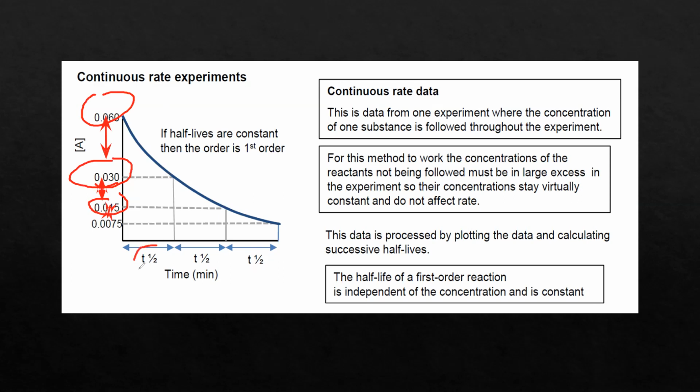So if these time intervals are the same, if the half-lives are the same, this also shows that this reaction is a first order. So for a first order reaction, if you want to identify from a concentration and time graph that the reaction is first order, you can measure the half-life. If the half-lives are constant, it means the reaction is first order with respect to that reactant.